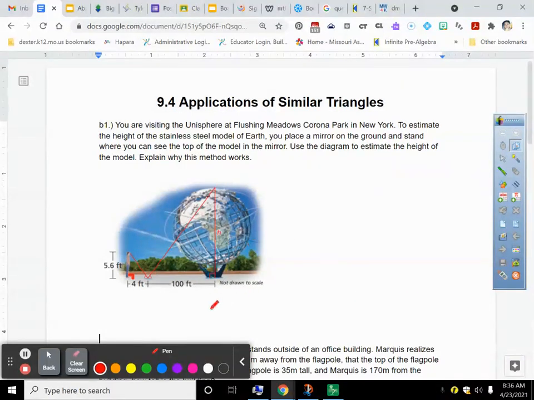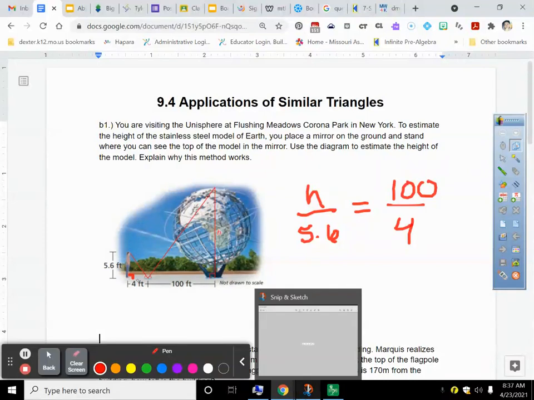So how have we been finding missing lengths of triangles? What do we do? Perfect. So we set up a proportion, and the height of the Earth corresponds with our height. And then the distance from the Earth to the mirror, that side corresponds to the distance from the mirror to us. Okay? All right, so now we solve this.